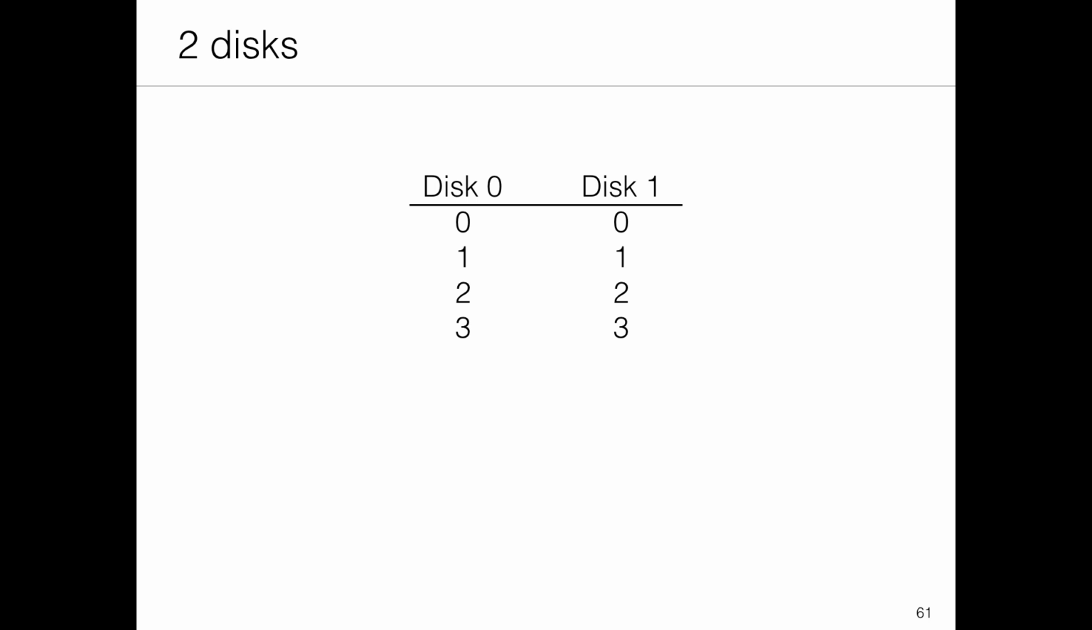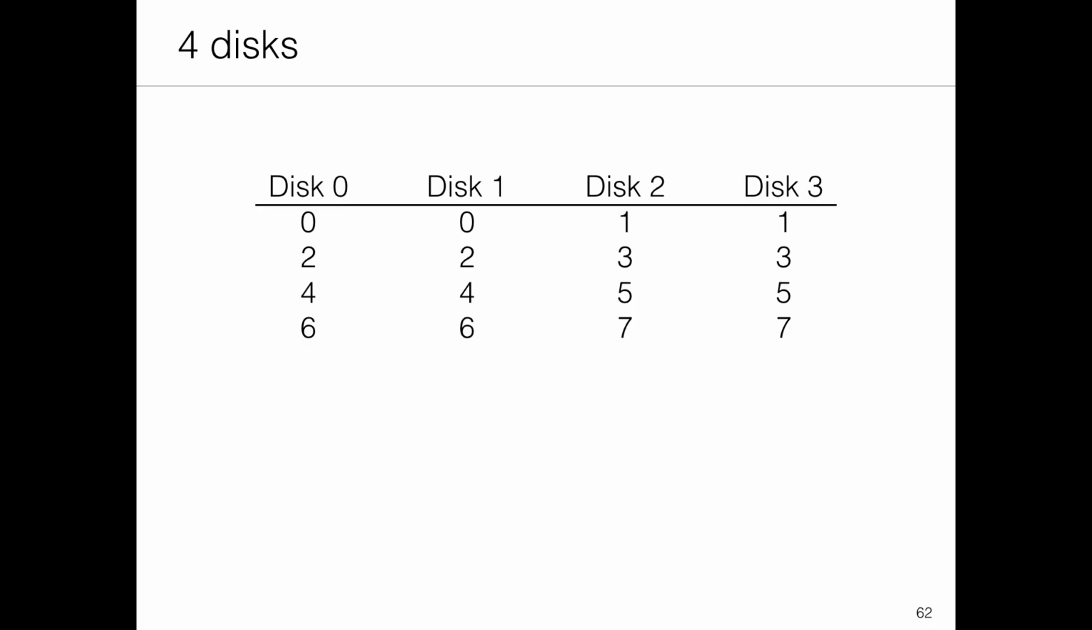So for mirroring or RAID 1, the view looks like the following. We have now replication across these multiple disks. If we have multiple disks, this block 0 goes to disk 0 and 1, block 1 let's say goes to 2 and 3, and so on and so forth. Okay, in this, how many disks can fail?